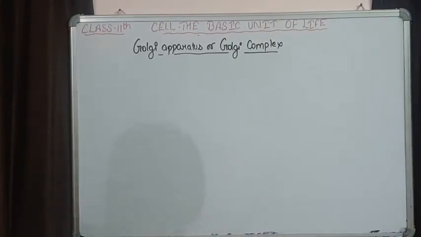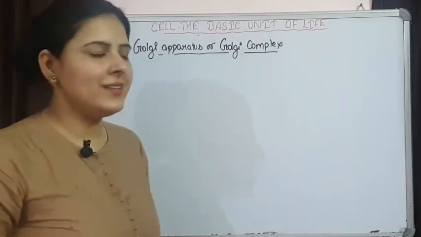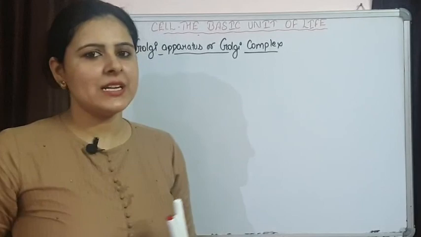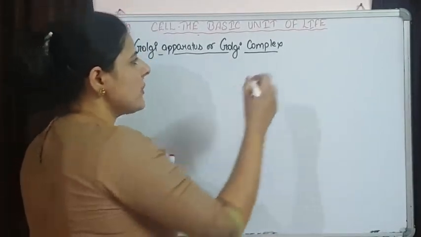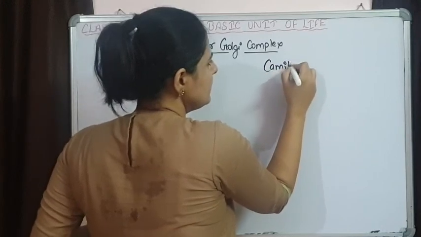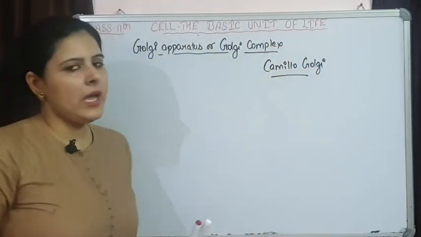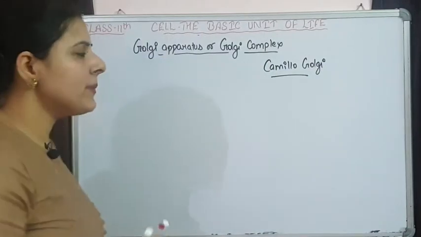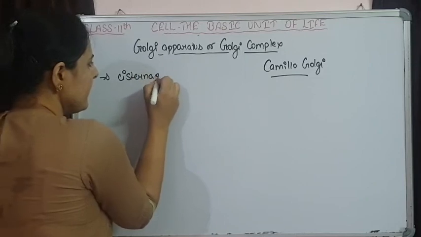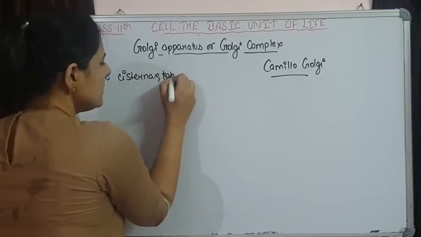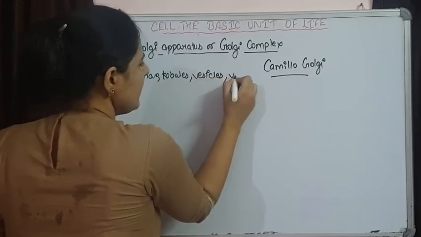So again, Golgi bodies or Golgi apparatus is a single membrane bound organelle, and that is having a very complex structure. That's why we use the word Golgi complex. That was first observed by Camillo Golgi. That's why we have given the name Golgi apparatus. Now this Golgi apparatus is also made up of cisternae, tubules, vesicles and vacuoles.